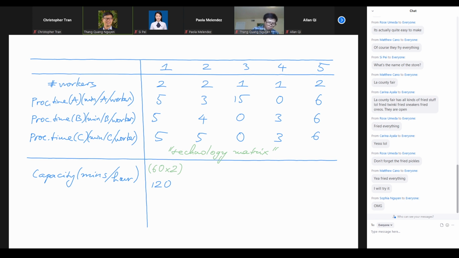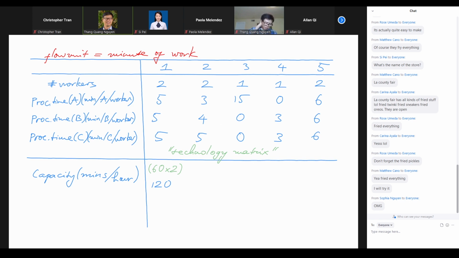So remember, earlier I made a note that we would choose the flow unit to be the minute of work, so that we can add things together. We cannot add ice cream with burgers with fries directly, but if we can convert everything to minutes of work, then we can add them together, right?